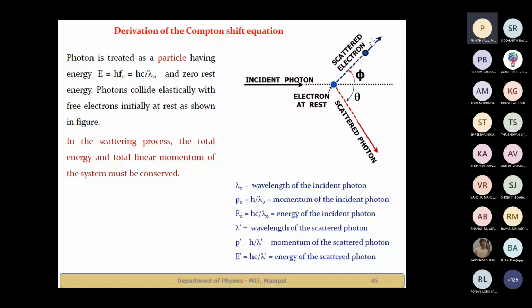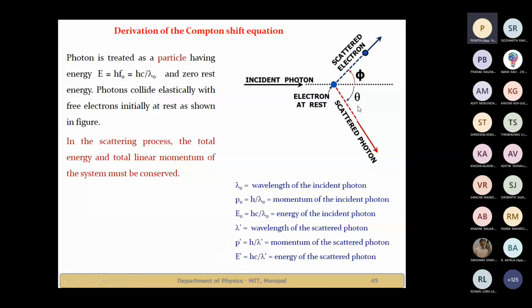Let's start the derivation of the Compton effect, the Compton shift equation. In the last class, we saw what the Compton effect is. It is a case where, when a photon strikes an electron which is at rest, the scattered photon loses energy and undergoes a change in wavelength to lambda dash, and the electron moves at an angle phi, and theta is the scattered photon angle.